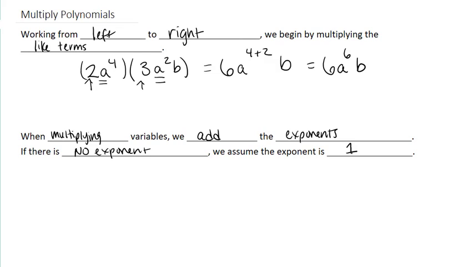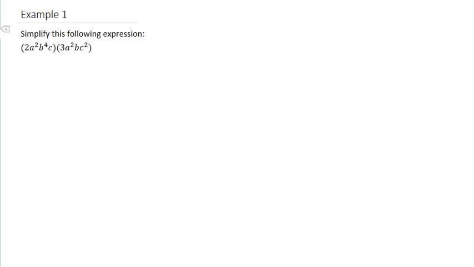So let's do an example. Example 1. Simplify the following expression. So we work left to right. We notice we have a 2 and a 3, so we would multiply those two together. 2 times 3 is equal to 6. Next we move on to a's. So we have a squared times a squared, and we always add our exponents when multiplying. So we have 2 plus 2.